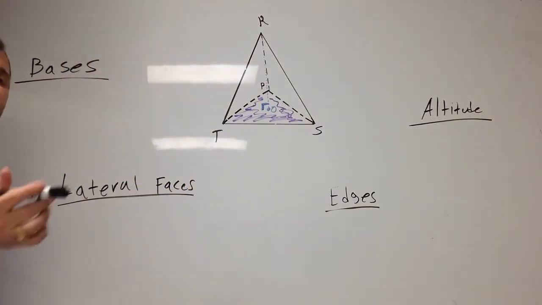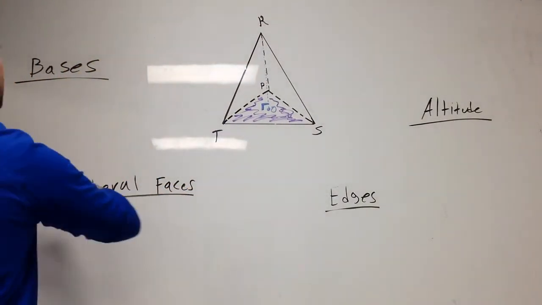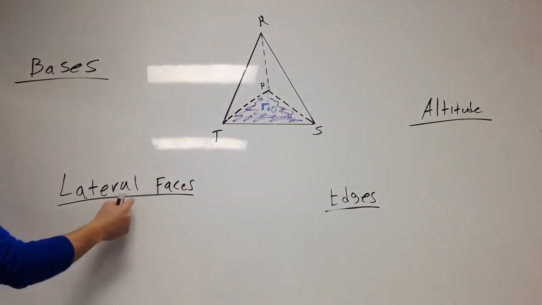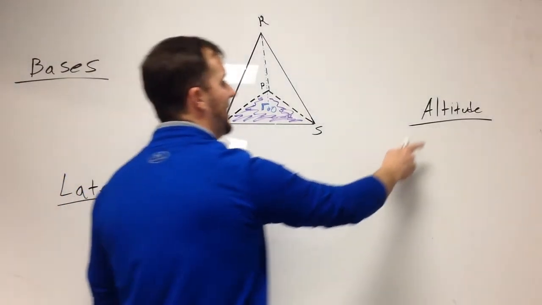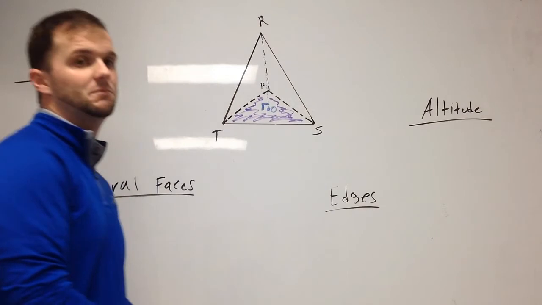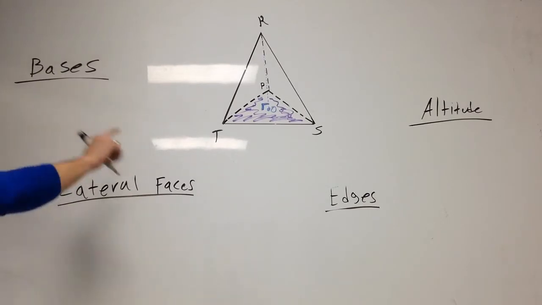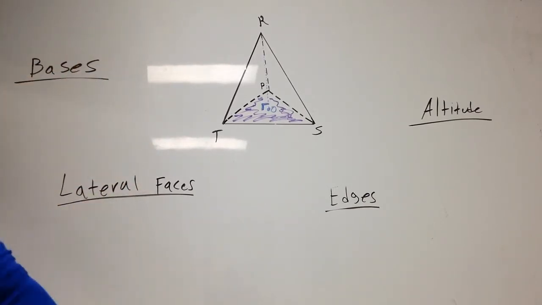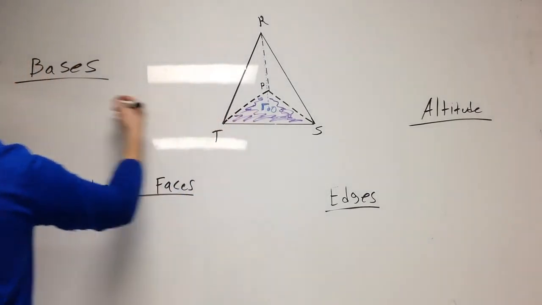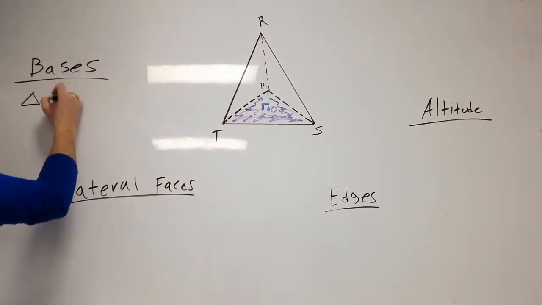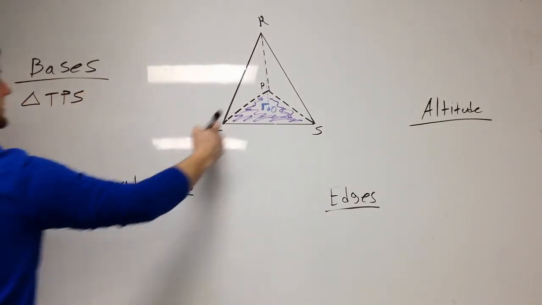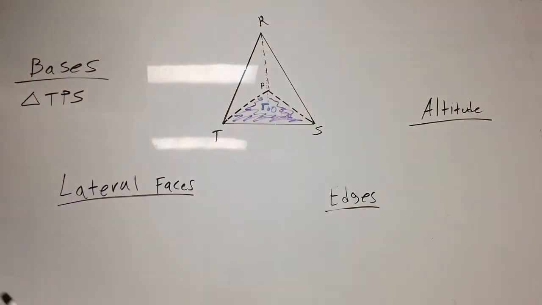So I'm basically going to do the same thing I did with the prisms, is I'm going to name the bases, I'm going to name the lateral faces, the edges, and the altitude. So there won't actually be as much because there's not as much to this shape as it was to the other ones. So here we go. So let's go look at the bases. So I know there's only one base, and that is going to be the bottom triangle, which is going to be triangle TPS. So this triangle right here is going to be known as the base, which is triangle TPS.